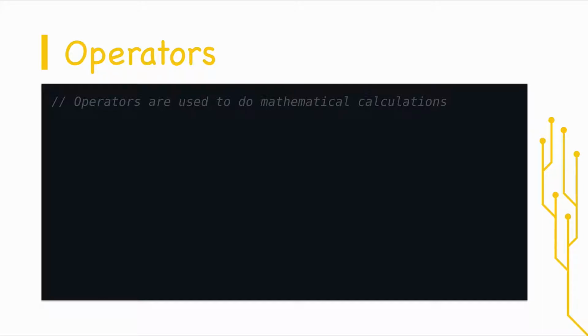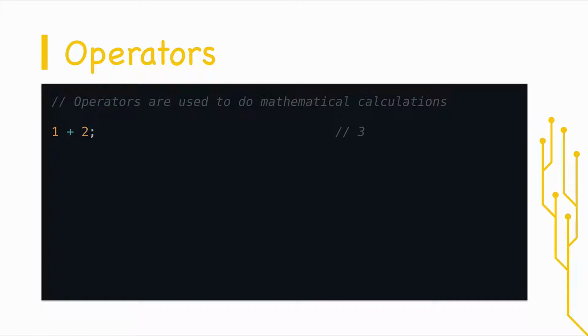In JavaScript, we use operators, or arithmetic operators to be specific, to do these mathematical calculations. And these operators allow us to do a lot of mathematical calculations, including addition, subtraction, multiplication, division, and more. Let's see some examples to clear this out.